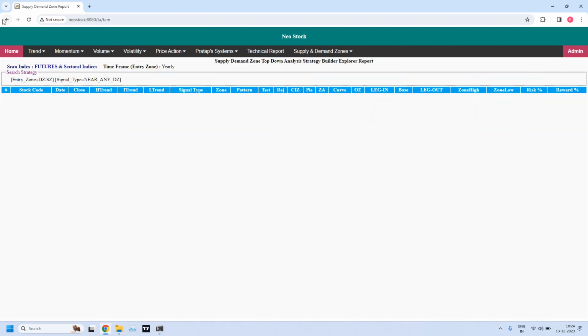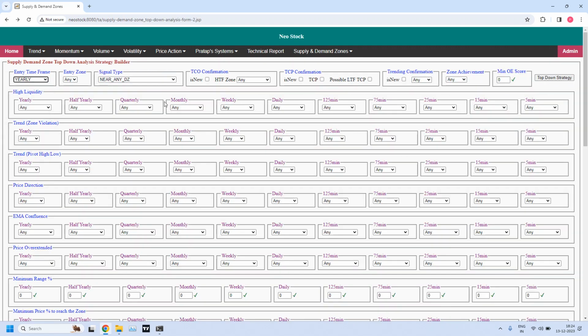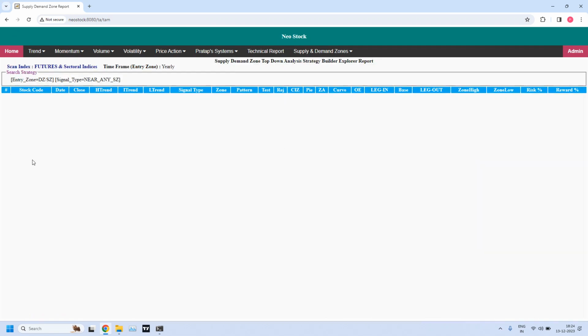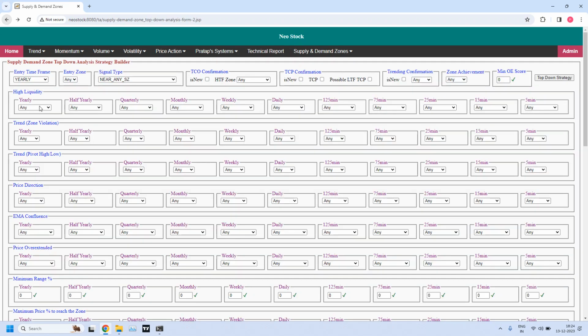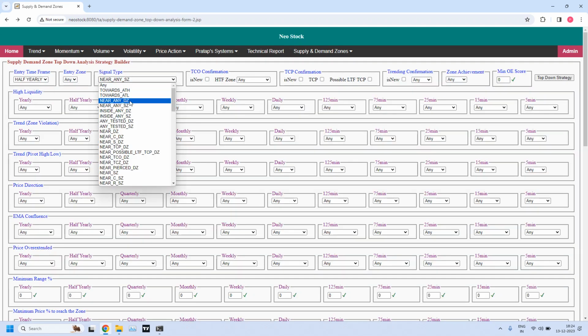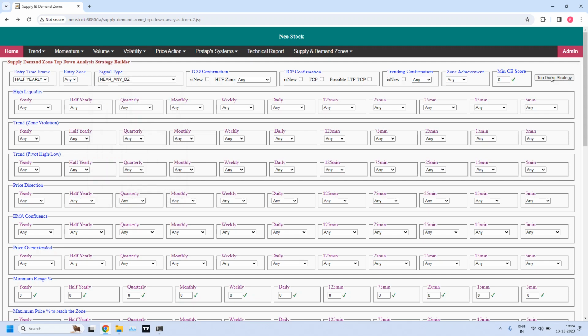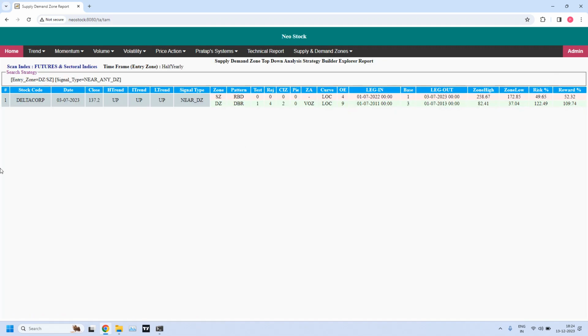So no stocks are there. For yearly time frame, let us find the stocks near yearly supply zone. So no stocks are identified. Now for half yearly time frame, let us find the stocks near half yearly demand zone. So one stock is near half yearly demand zone.